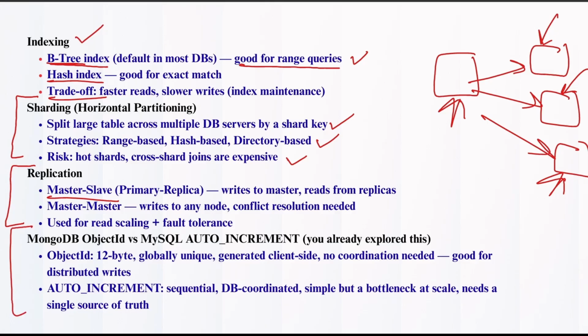And the next thing you can make sure of is MongoDB ObjectID and MySQL auto increment. You already explored this. Okay, how?